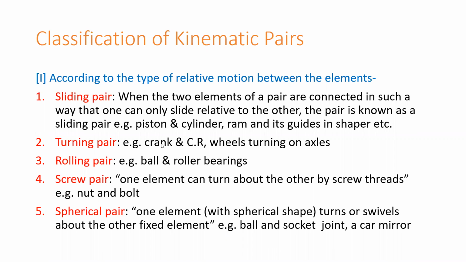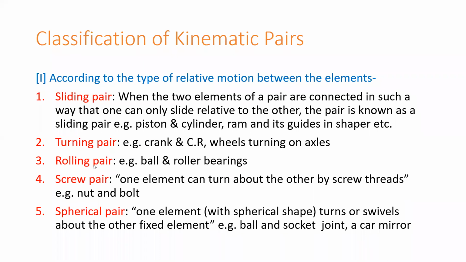Examples are crank and connecting rod. Then you can say crank and your engine frame, because the crank will rotate with respect to that. Then wheels turning on the axle shaft of the automobile. So they make a turning pair.